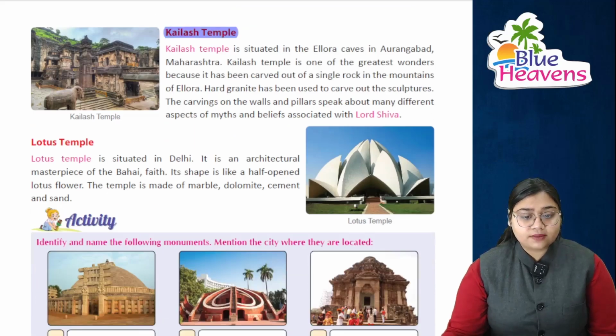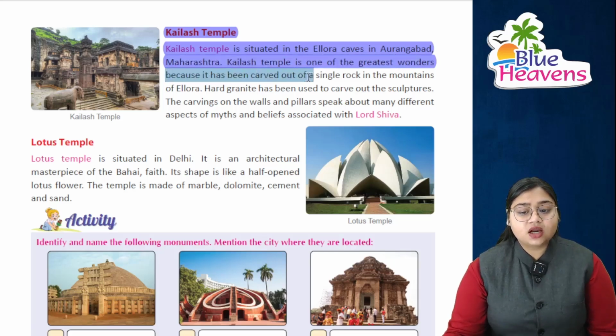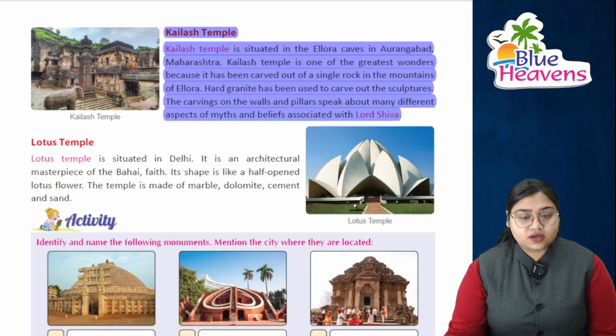Next is Kailash Temple. Kailash Temple is situated in the Ellora caves in Aurangabad, Maharashtra. Kailash Temple is one of the greatest wonders because it has been carved out of a single rock and mountains of Ellora. Hard granite को use किया गया है यहाँ पे to carve the sculptures, and the carvings of the walls and pillars speak about many different aspects of myths and beliefs associated with Lord Shiva.